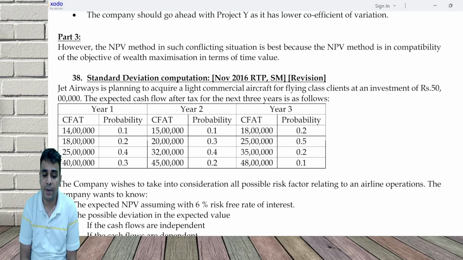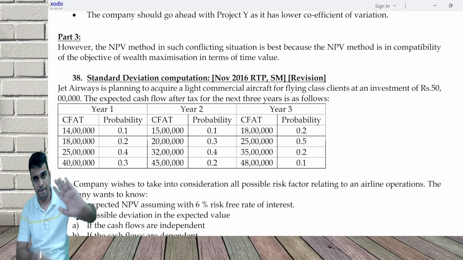Jet Airways is planning to acquire a light commercial aircraft for flying class clients at an investment of 50 lakh. Expected cash flow, CFAT, probability, year 1, year 2 and year 3. The company wishes to take into consideration all possible risk factors. Expected NPV, assuming 6% risk-free rate of interest.